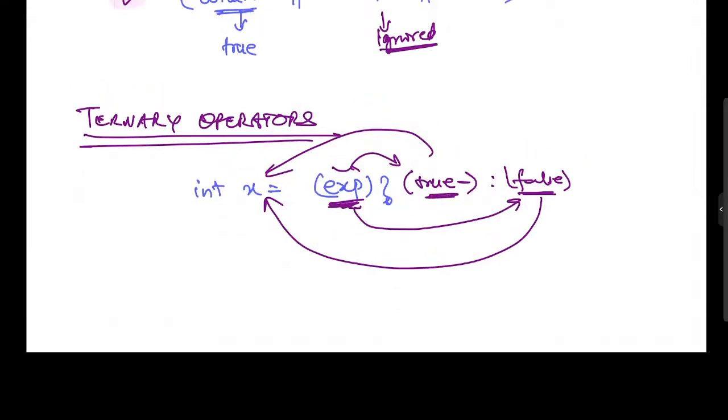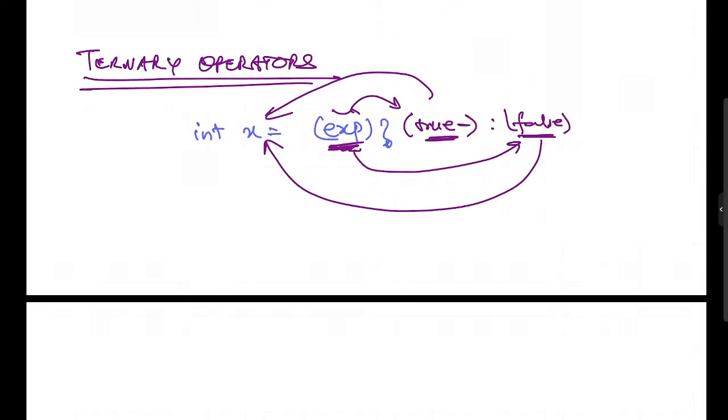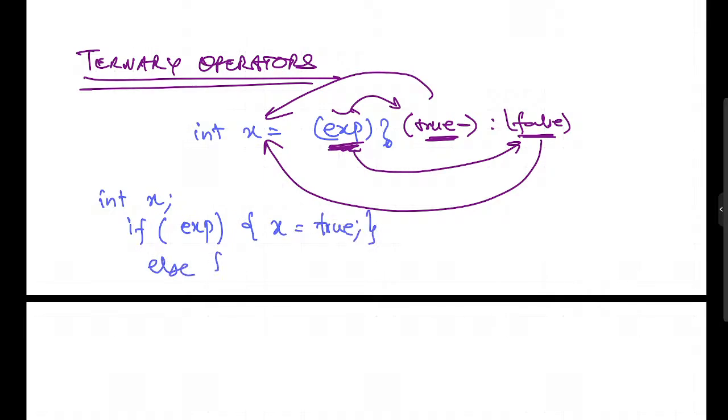This particular thing is like writing this. If someone knows flow control, it's like writing int x, and then if expression, then x equal to the true value, otherwise else x equal to the false value. Instead of writing a full if else condition, you just write a single line, and that will suffice.